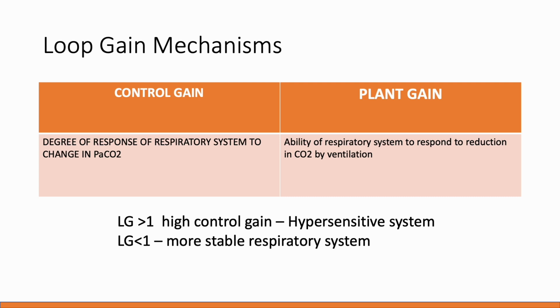If the patient has a high loop gain, a high control gain, that means the degree of response is very, very high to changes in PaCO2, then it's a very hypersensitive system in that patient. He is having a lot of ventilatory response. So he may have something like periodic breathing, a Cheyne-Stokes respiration. If the patient's loop gain, that is the response that the patient's respiratory system shows to the PaCO2 changes, is low, then it will be a more stable respiratory system.